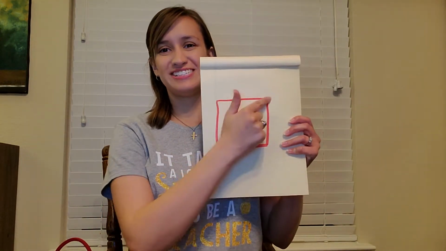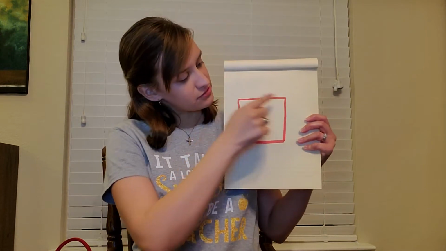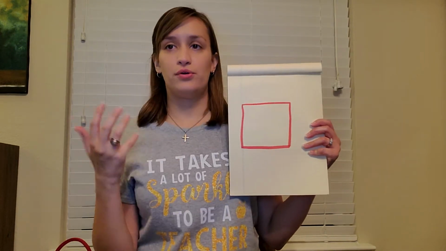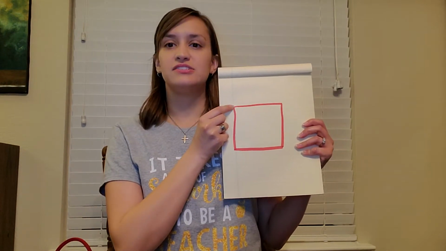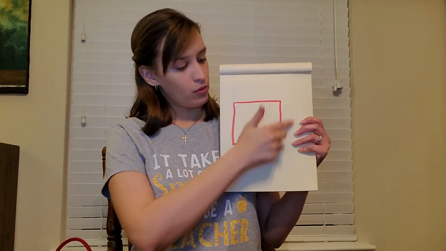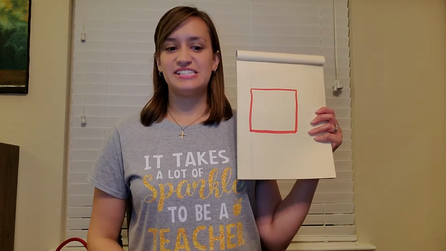Remember that two-dimensional shapes are flat and you can easily draw them on a piece of paper. The attributes that you look for in a two-dimensional shape are the straight sides and the pointy vertices, which are the corners. Remember, if it has one corner or point, that is called a vertex, and more than that, it is called vertices.